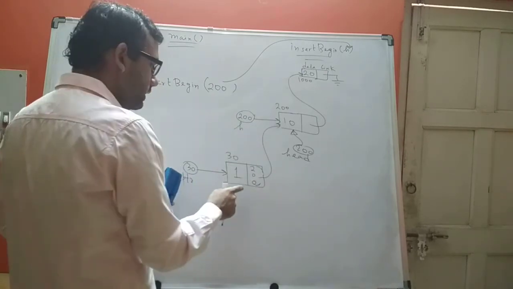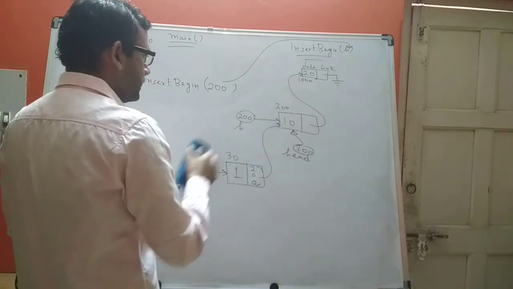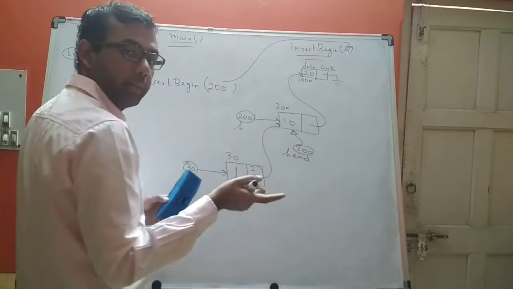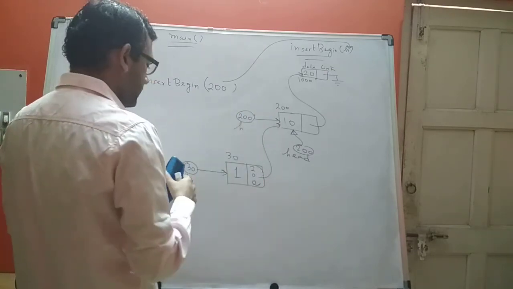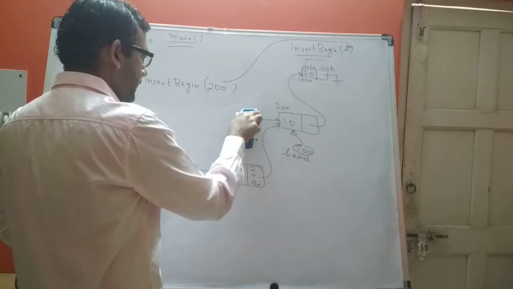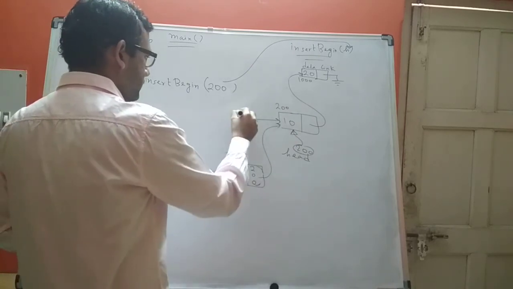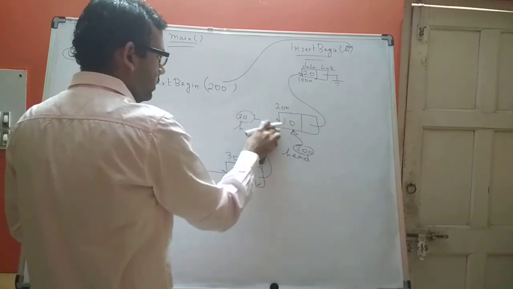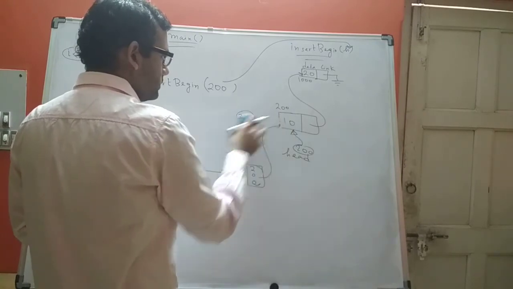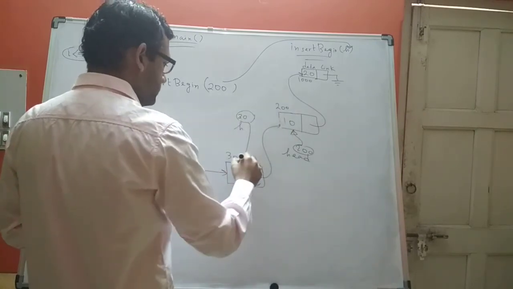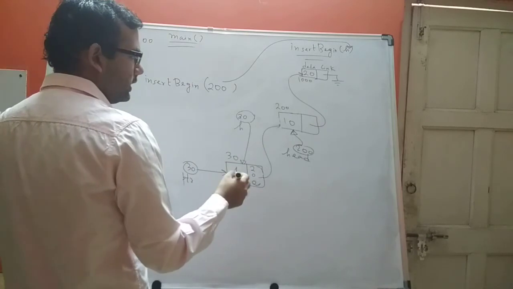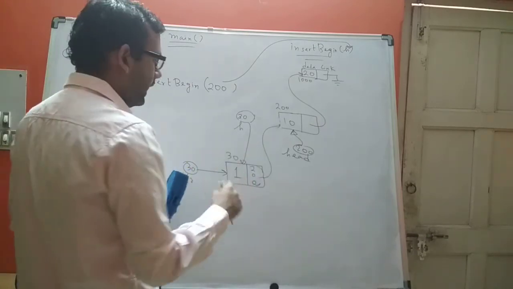Why? Because this is the newly created first node. So h should now become same as ptr. So I write h equal to ptr. If I say h equal to ptr, then h gets a value of 30. So h is no longer pointing to this node. h is now pointing to this node. Now after this, I come out of the else block and I say return h.